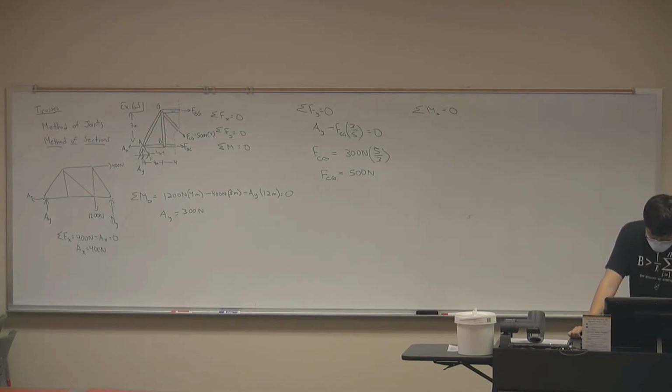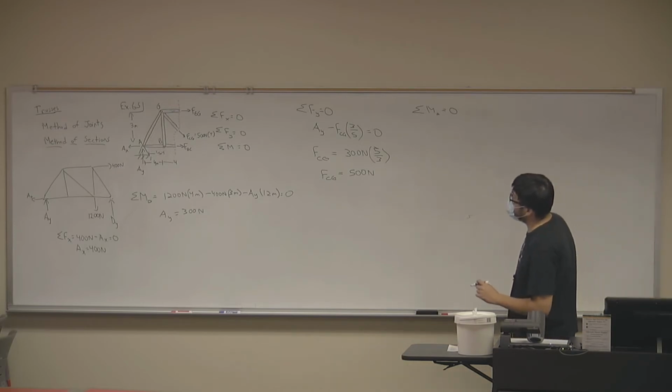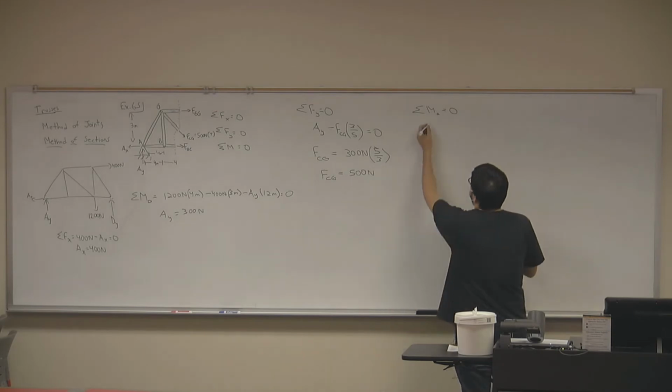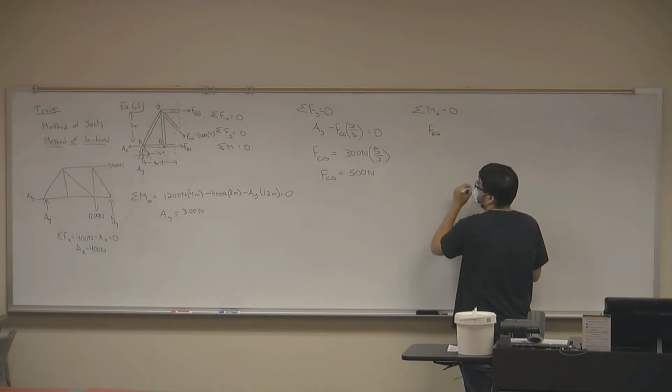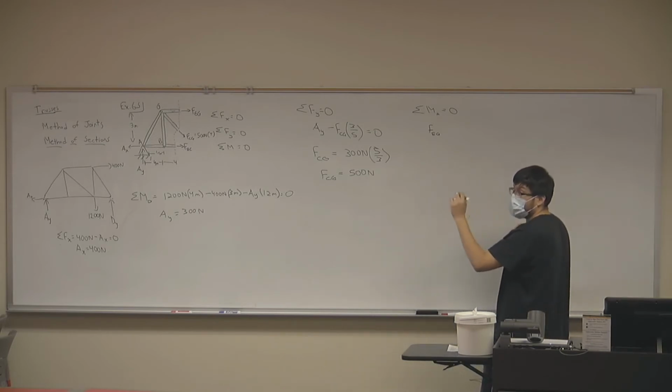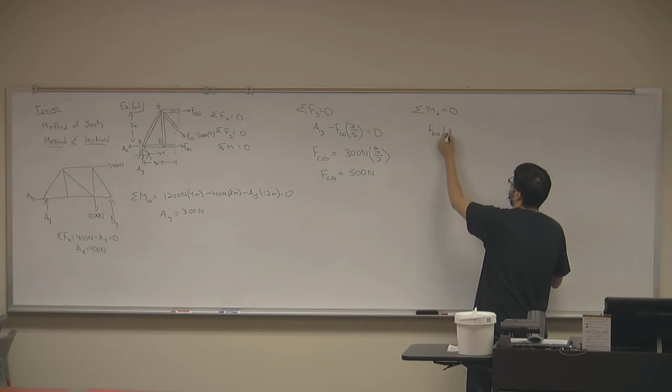FCG and FEG. Is that what you're saying? Okay. So we get FEG at a distance of what from A? The line of action, remember, 3. Okay. Is that a positive or negative moment? Negative. Okay.